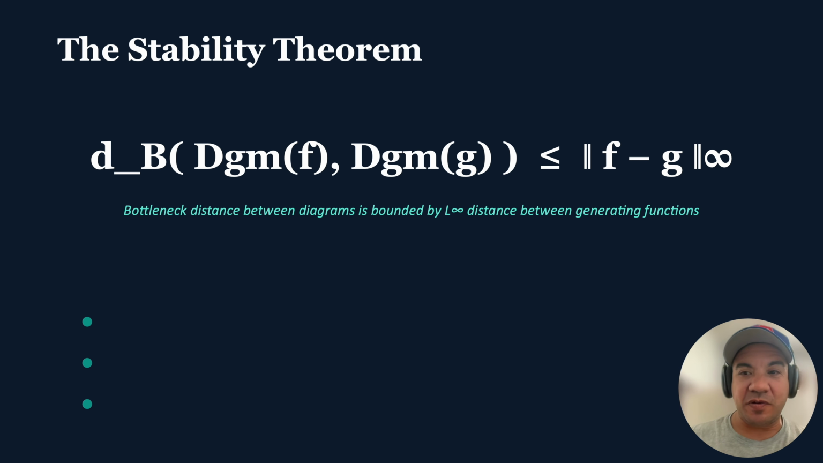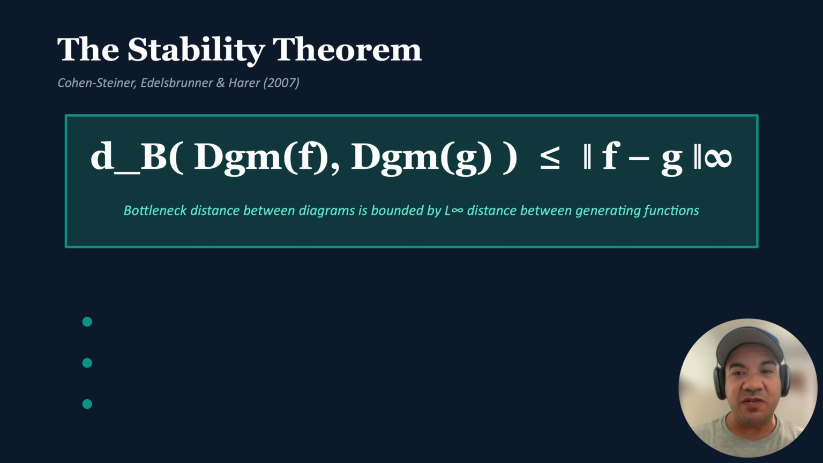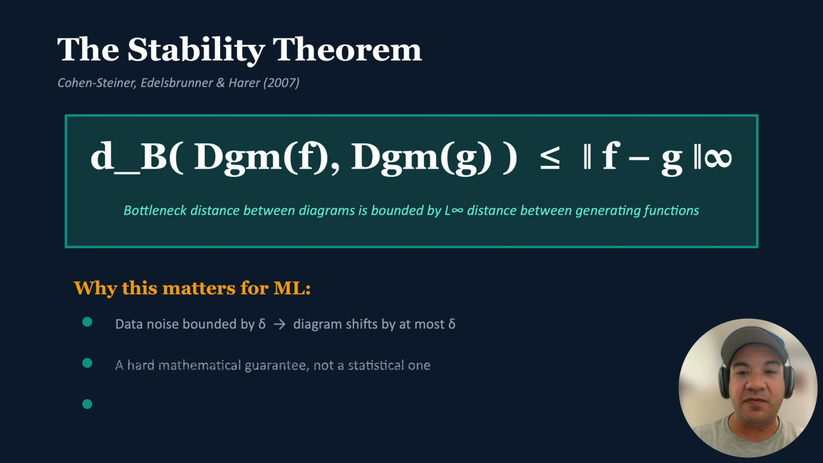Now for the most important result in applied persistent homology, the stability theorem, proved by Cohen, Steiner, Edelsbrunner, and Harer in 2007. The theorem states that persistent homology is Lipschitz continuous. The bottleneck distance between the diagram of F and the diagram of G is at most the L infinity norm of F minus G. In plain terms, if your data has measurement noise bounded by some delta, then your persistence diagram shifts by at most delta in bottleneck distance.